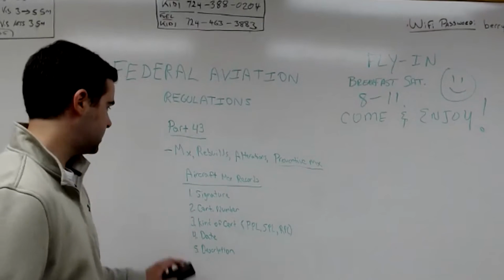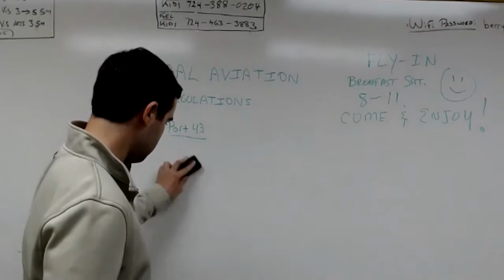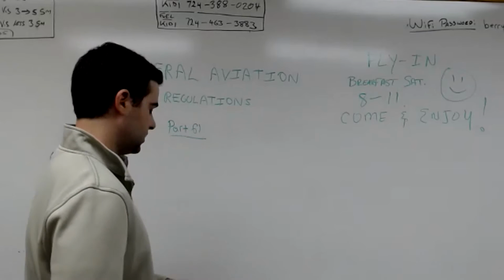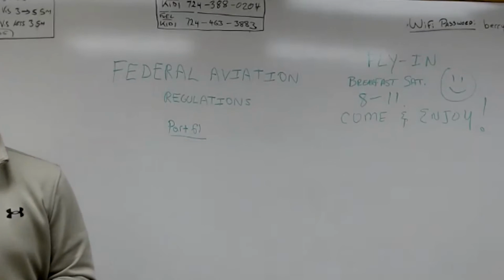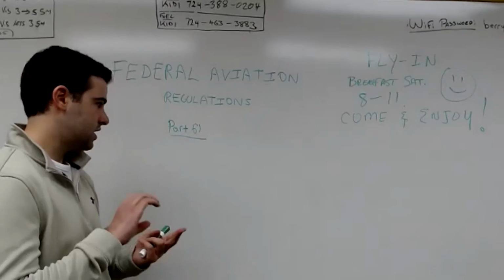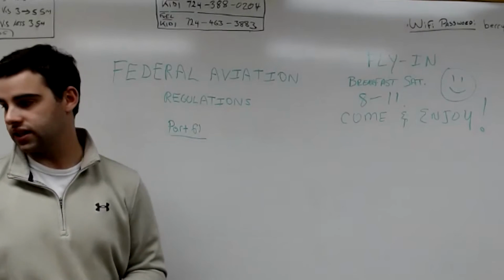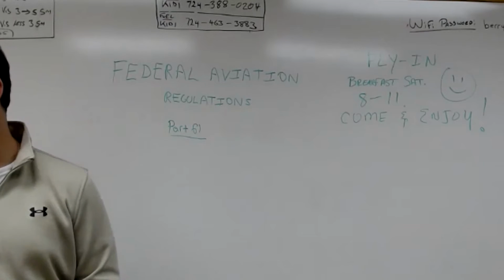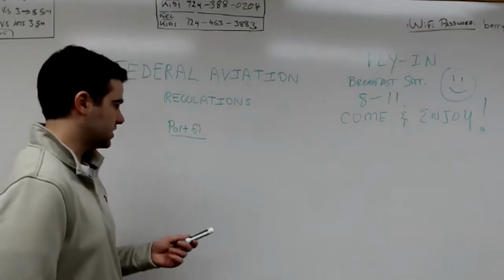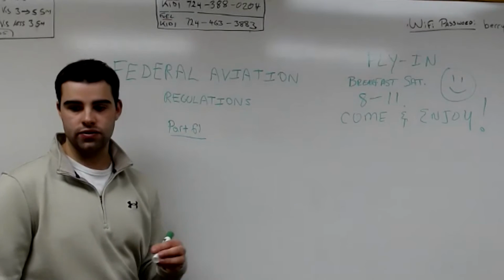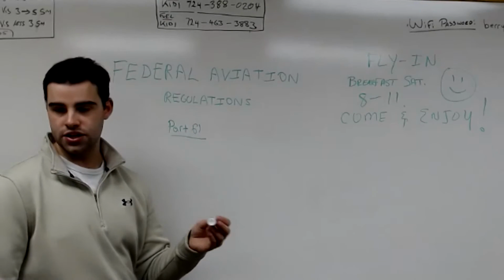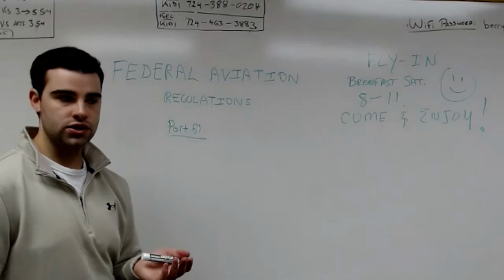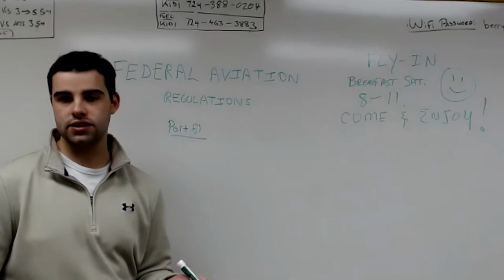Okay, and then we got part 61. Now, part 61 is huge. Like I said, it's your certification, and it covers the pilot certificates, certified flight instructor certificates, ground instructor certificates, basically any sort of certification. There's going to be subparts for every certificate. So, for example, in the pilot certificate, you're going to have a subpart for student pilots, private pilots, instrument ratings, commercial pilot certificates, airline transport pilot certificates. Everything has its own set of rules and regulations. For example, training requirements as well.